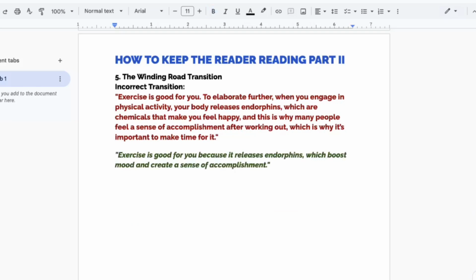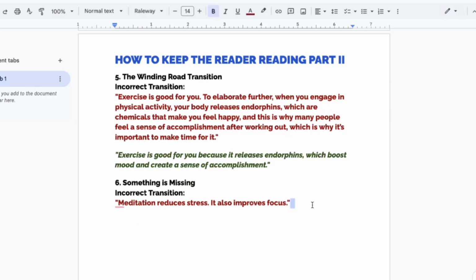Number 6 is something is missing. You ever read something and you're like, something's just not there. I just can't quite put my finger on it. We're going to go over how to make sure that doesn't happen in your writing. Meditation reduces stress. It also improves focus. Okay, very good. But I want the sentence to be great. And so how I'll make it great is to add a transition phrase.